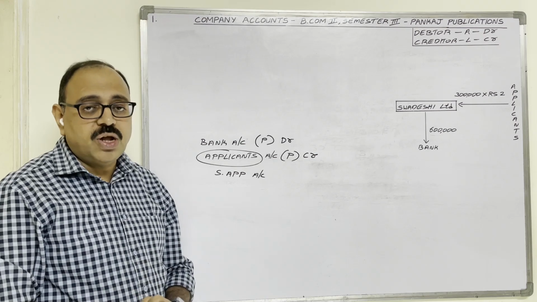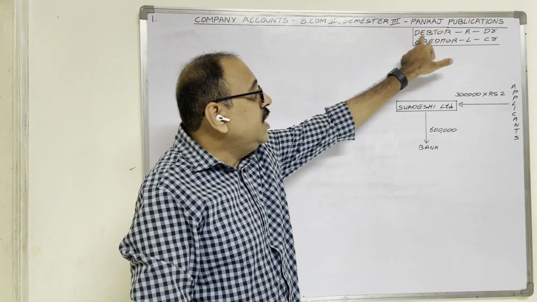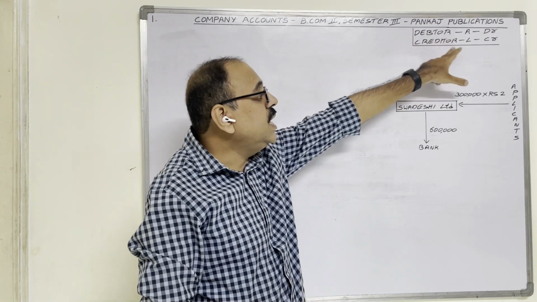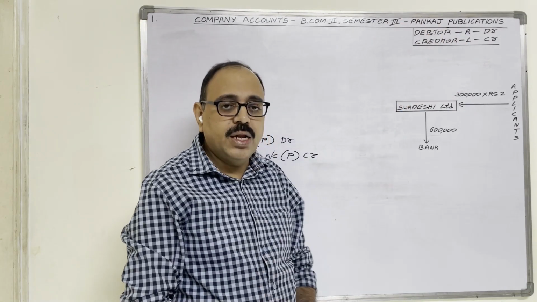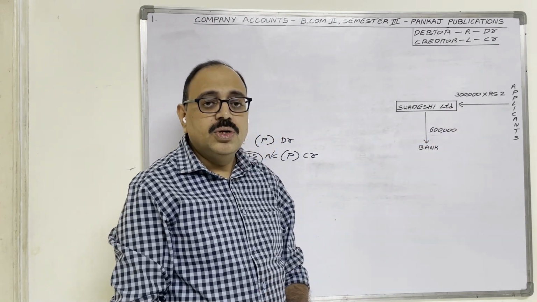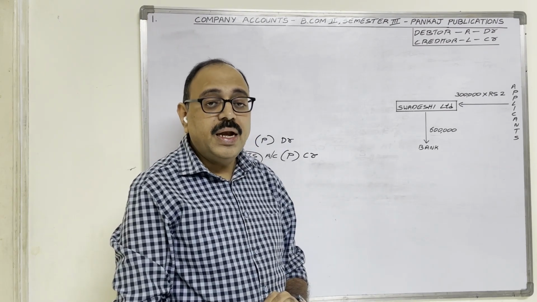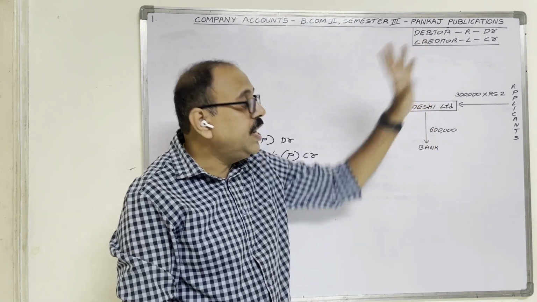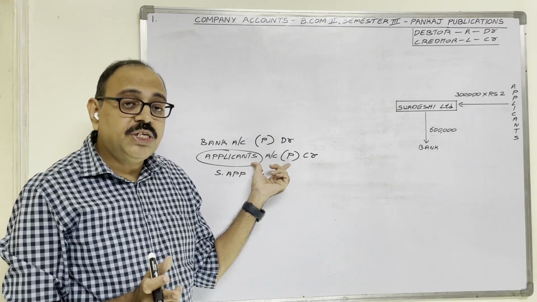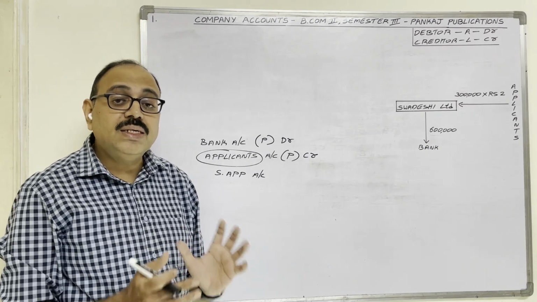I'll give another explanation also for this share application. See, debtor is an asset. Asset shows a debit balance. Creditor is a liability. Liability shows a credit balance. Here, applicants are giving 6 lakh rupees to the company, so the company is taking a loan from them, which means they are creditors. Creditor is a liability. Liability shows a credit balance. That is why we are crediting the applicant's account. This second explanation only I will follow while explaining this problem, because under this second method, you will understand the entries easily.